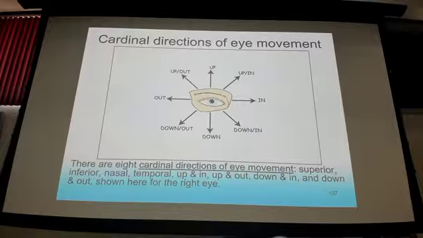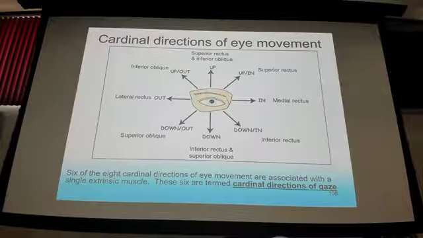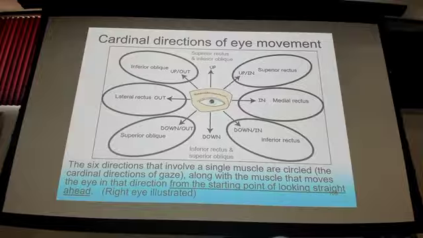But six of these we'll see are considered cardinal directions of eye gaze. Right? So if you look at the bottom, I put these are the cardinal directions of eye gaze, and they're associated with one single muscle. So I'm going to switch, and it circles them. Those are the cardinal directions of eye gaze.